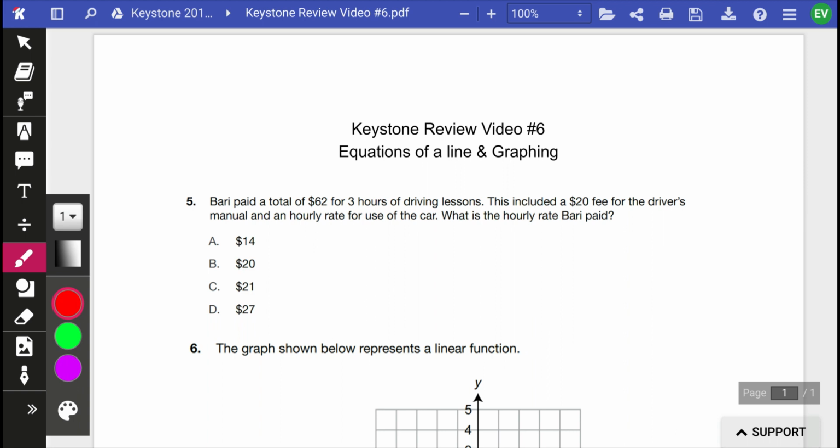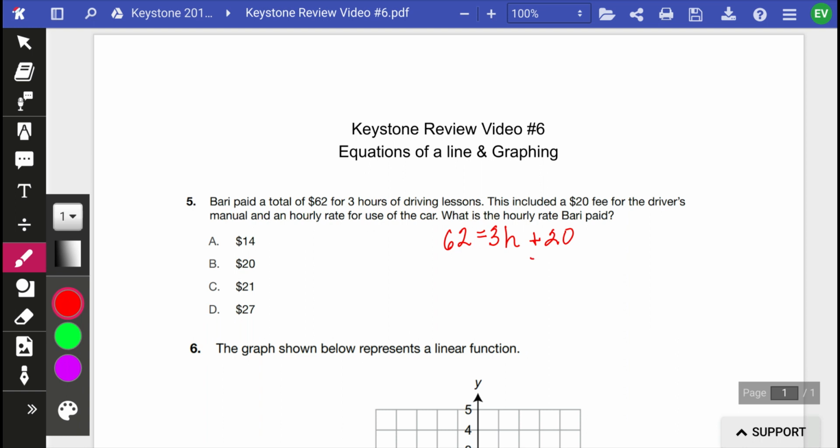Okay, so we know how many hours. He got 3 hours. We don't know the rate. Our equation looks something like this: 62 equals 3 times his hourly rate plus a $20 fee for the driver's manual. That's easy enough to solve. It's just a 2-step equation.